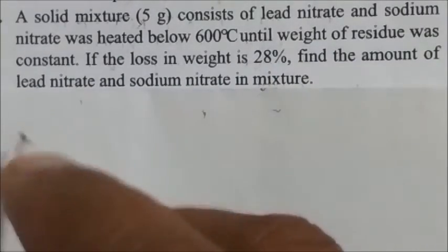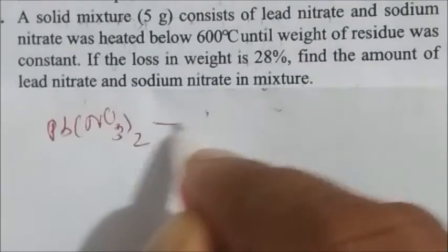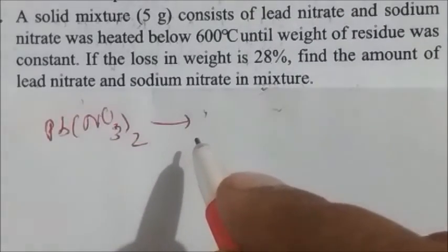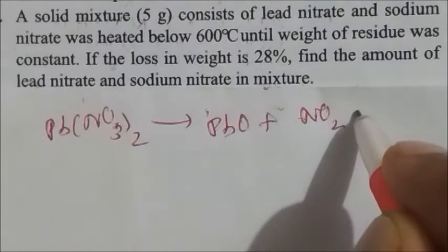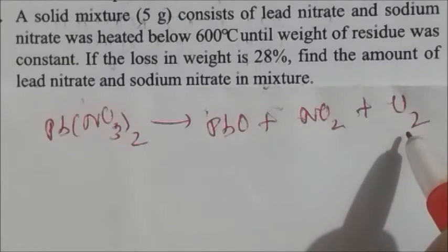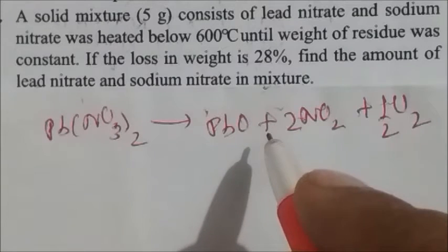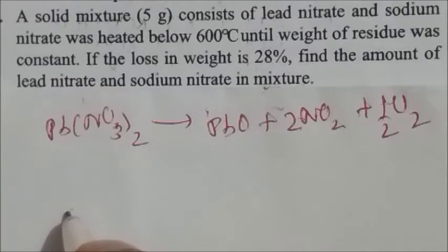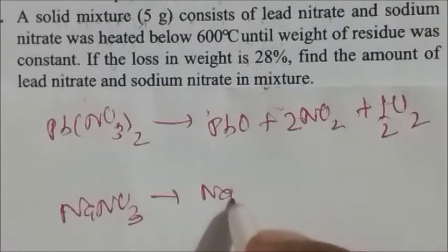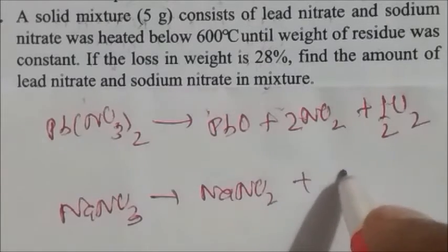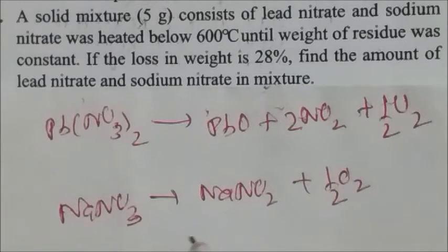So first we have to write the equations. The equation is Pb(NO3)2, lead nitrate, and if you heat it below 600 centigrade, you will get the products lead oxide, then nitrogen dioxide, and next oxygen. If you balance it, this is 2 nitrogen dioxide, and this is half oxygen. Now this is the balanced equation. Next is sodium nitrate. If you heat sodium nitrate, you will get sodium nitrite, NaNO2, and the next product is oxygen. So both are giving oxygen. If you balance it, now this whole is balanced.